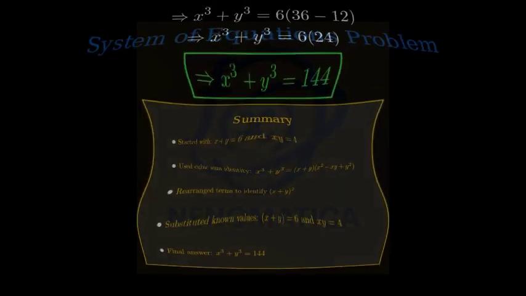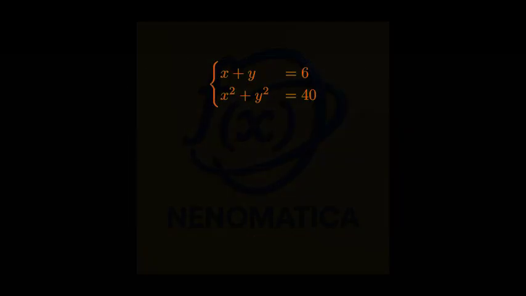values of the variables. x plus y equals 6, and x squared plus y squared equals 40. We need to find the value of x to the power of 6 plus y to the power of 6. Let's start by using an algebraic identity. We know that the square of a sum equals the sum of squares plus twice the product of the terms. In other words, (x plus y) squared equals x squared plus 2xy plus y squared.